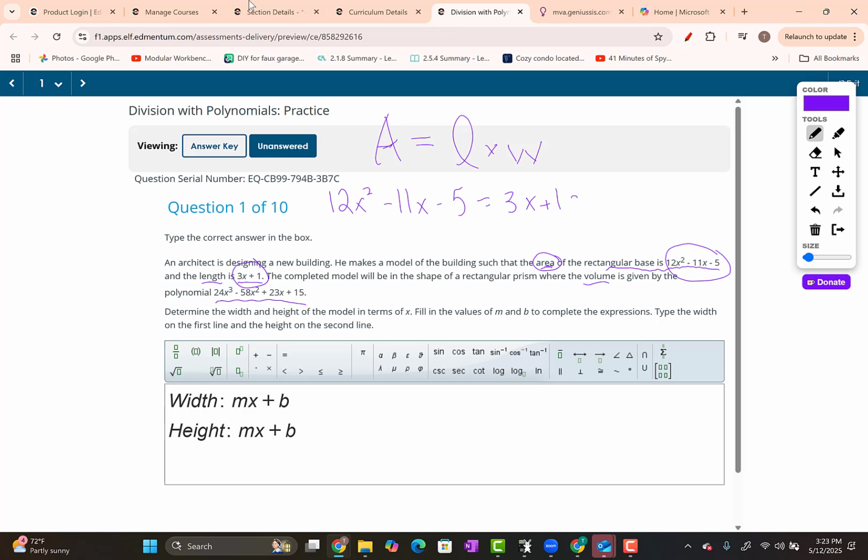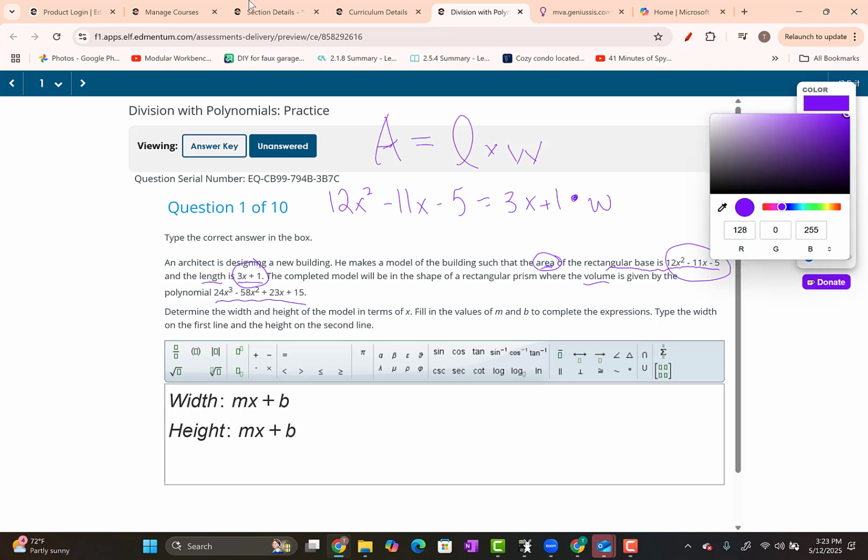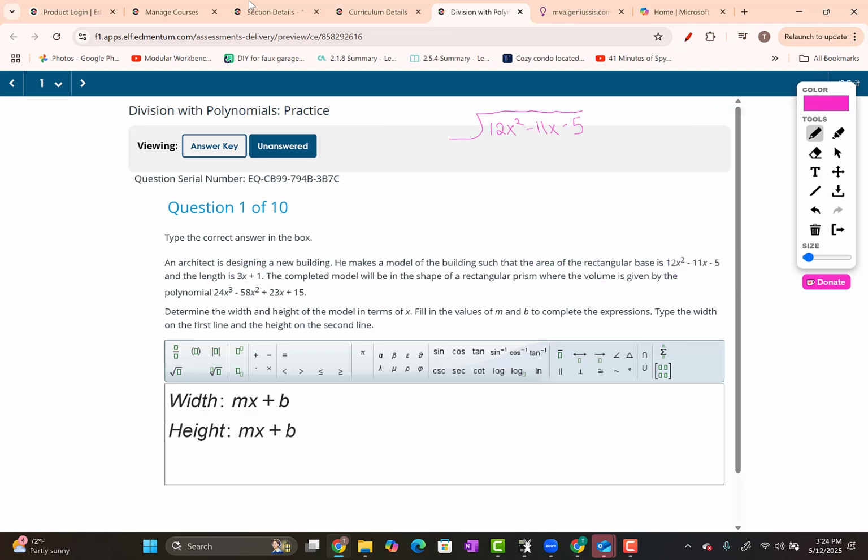To avoid confusion, I'm going to use the dot for multiplication. So to solve for w, we need to divide both sides by 3x plus 1. Those cancel, and we're going to divide this polynomial by 3x plus 1. So I've erased a lot of the work so that I can go through the division algorithm. So 12x squared minus 11x minus 5 divided by 3x plus 1.